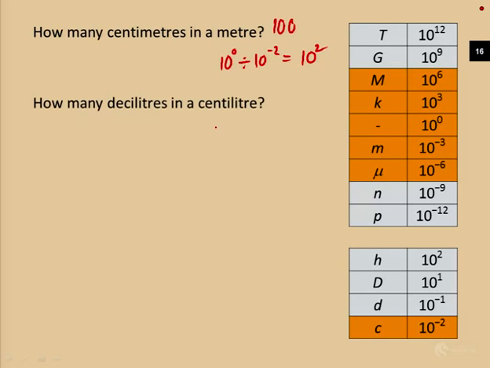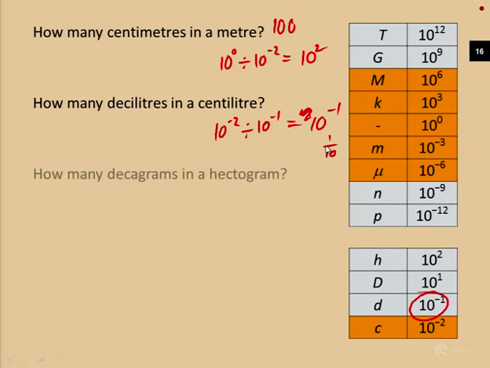Decilitres in a centilitre. My centi is a 10 to the minus 2. My deci is a 10 to the minus 1. Again, we've got to be careful with our plus and minuses. What's minus 2 minus minus 1? In other words, minus 2 plus 1, minus 1. Yep. Oops. Got to write the 10. And that's the same as a tenth. Either answer's good.